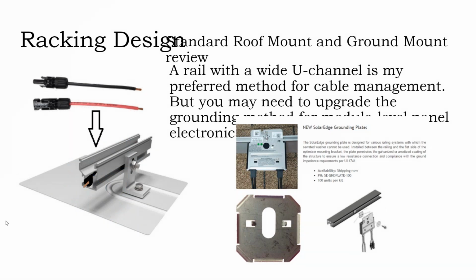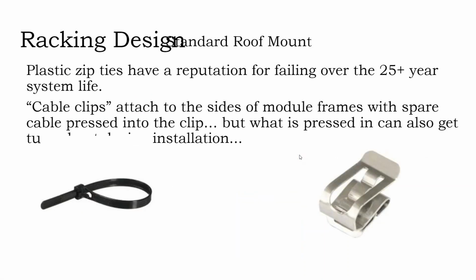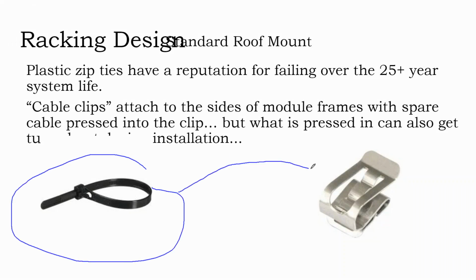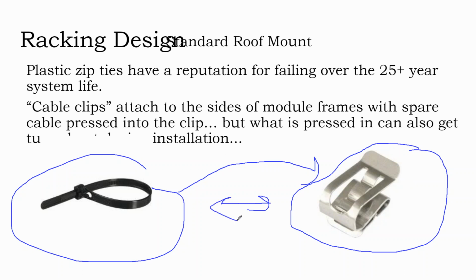Now here's a DC optimizer being mounted to the rail. You install them before you put the panels overhead. And there's cable management clips, two different kinds: for traditional zip ties, but then you can also buy metal module solar panel cable clips. And it's worthwhile having bags of these things on site because these actually accomplish two different goals.